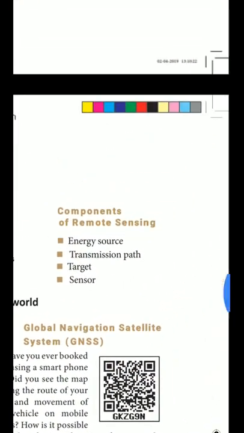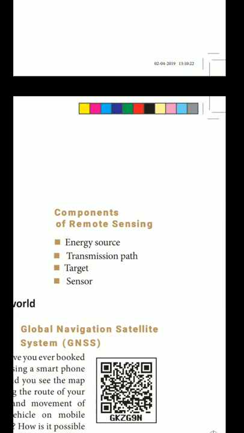Next one is the components of remote sensing. There are 4 components of remote sensing. There is one question also, Roman number 4, question number 7. What are the components of remote sensing? Energy source, transmission path, target, and sensor. What are the components of remote sensing? Energy source, transmission path, target, and sensor.